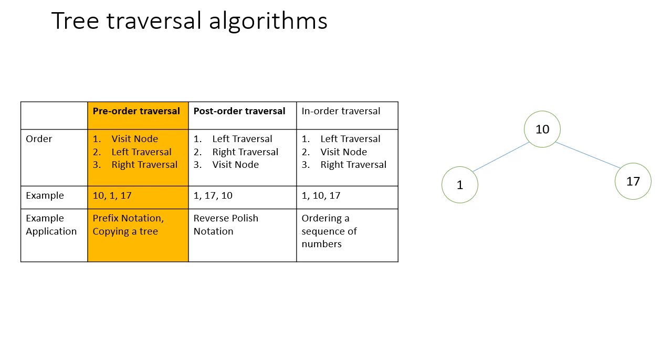In pre-order traversal, we visit the node, we then go to the left and then go to the right. So we're doing it in that order. In this example here, the order we'd visit them would be 10, 1, and 17. And this is for prefix notation or for copying a tree.